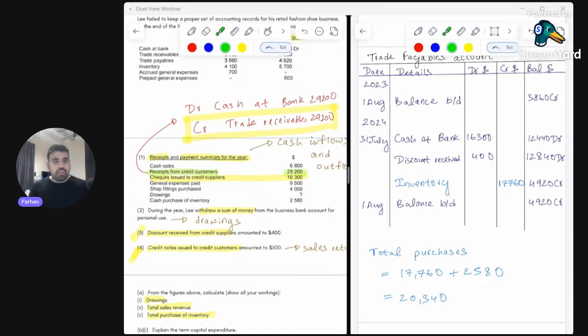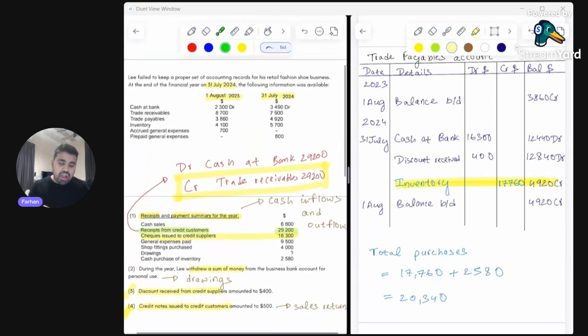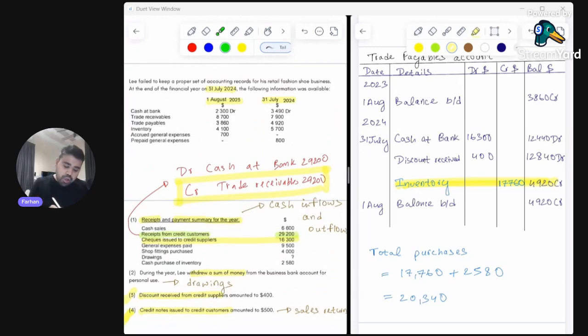When we prepare the trade payables account, we can find out the credit inventory purchases. All right. Now, how do we find that? So this is the yellow highlighted line. I'll show you how we derive it, similar to what we've done for the previous two ledger accounts. The trade payables, which is a liability account in itself, also has a closing balance at 31 July 2024, which is 4,920. So this balance at 31 July 2024 gets carried forward as the opening balance on 1 August 2024, right?